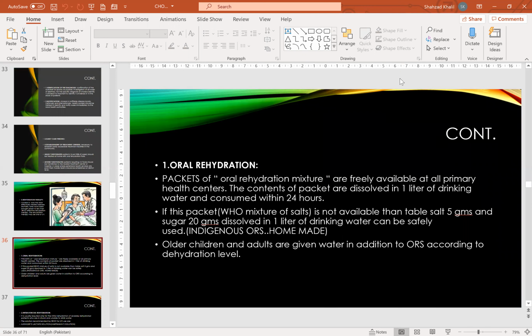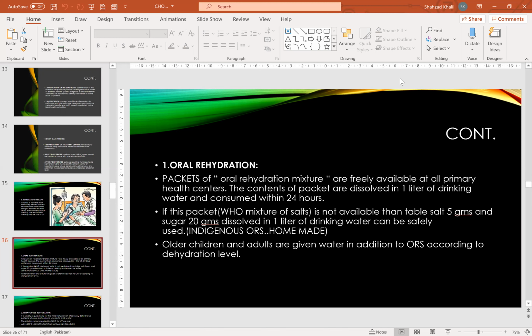Oral rehydration. Packets of oral rehydration mixture are freely available at all primary health centers. The contents of packets are dissolved in 1 liter of drinking water and consumed within 24 hours. If this WHO packet mix of salt is not available, then table salt 5 grams and sugar 20 grams dissolved in 1 liter of drinking water can be safely used. It is known as indigenous ORS or homemade ORS.